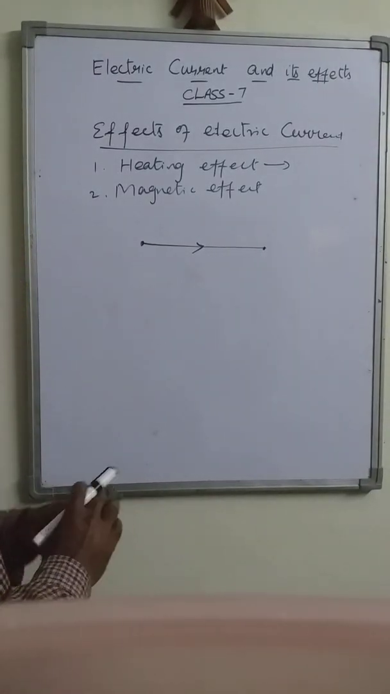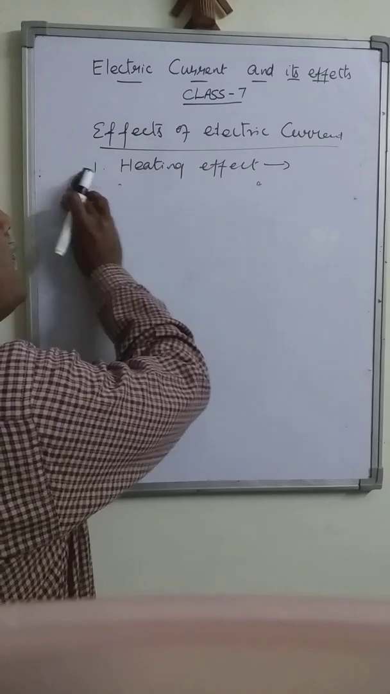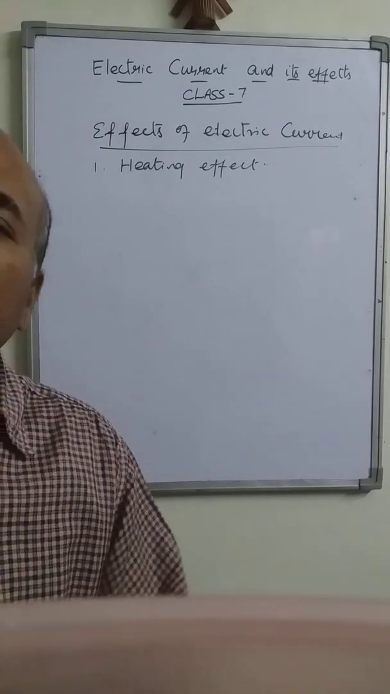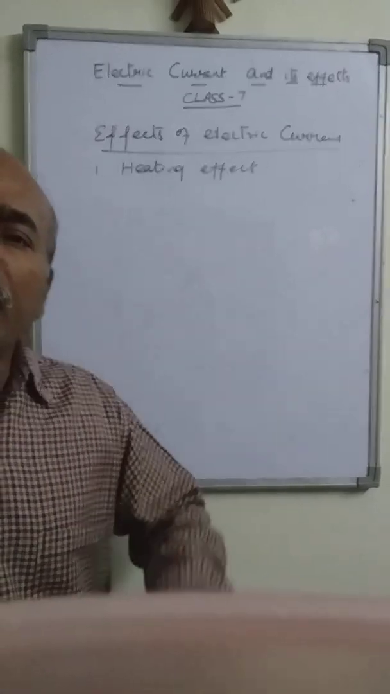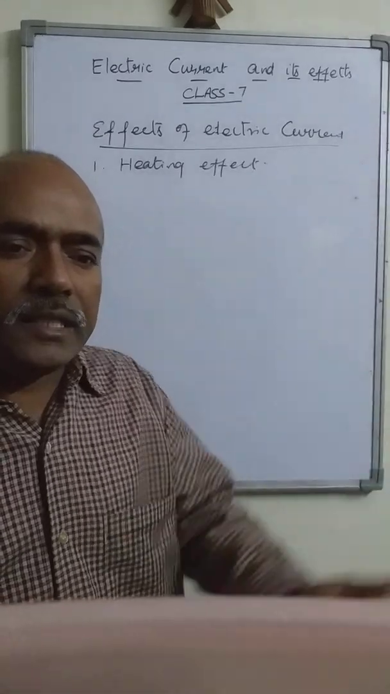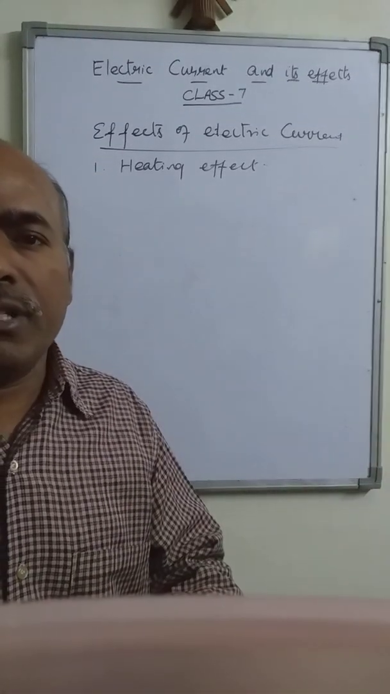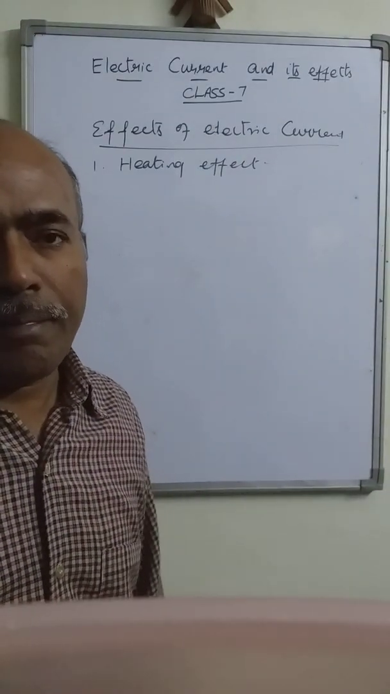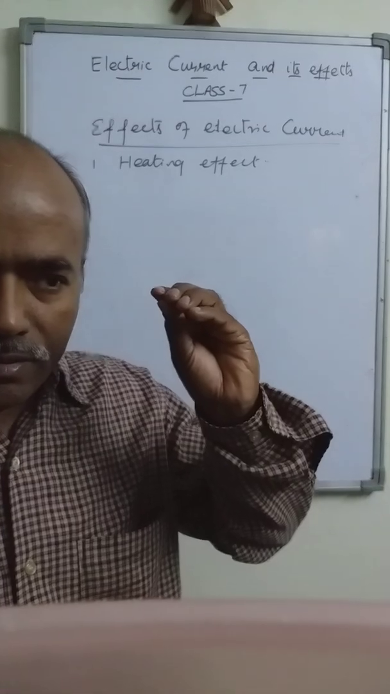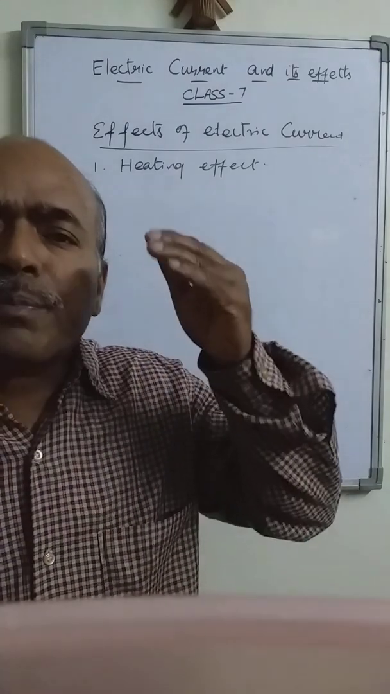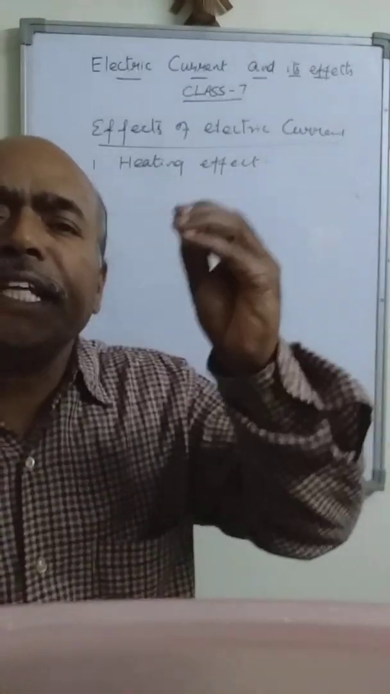First, let us start with the heating effect of electric current. The phenomenon of producing heat when electric current is passed through any conductor, any wire, any appliance, that is the heating effect of electric current. As I already discussed, when we pass electric current through any appliance, heat is produced. We have some appliances which are specially manufactured for getting heat only.